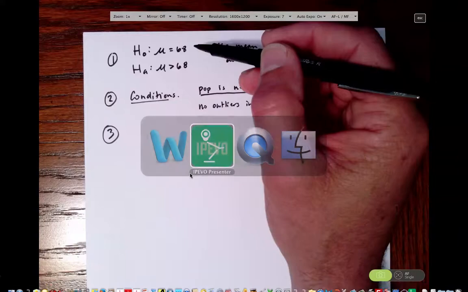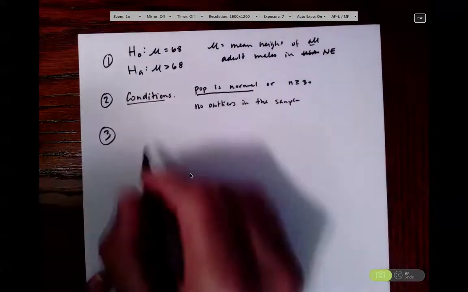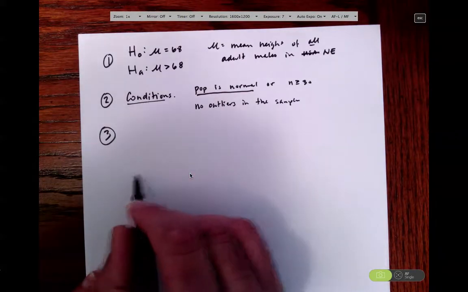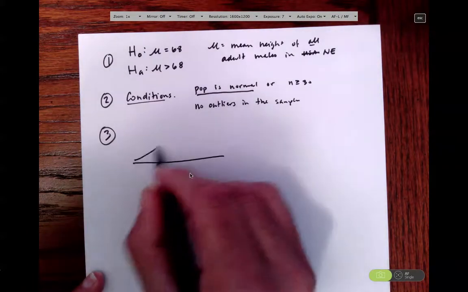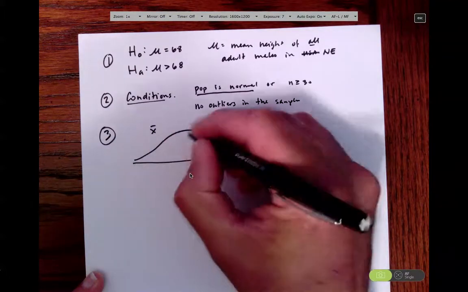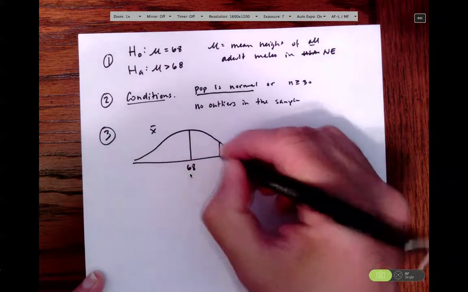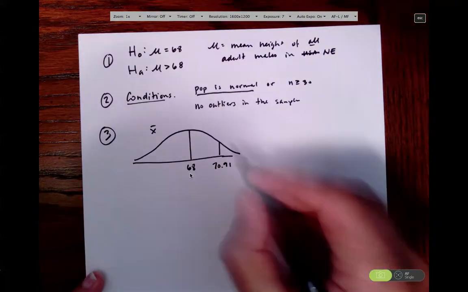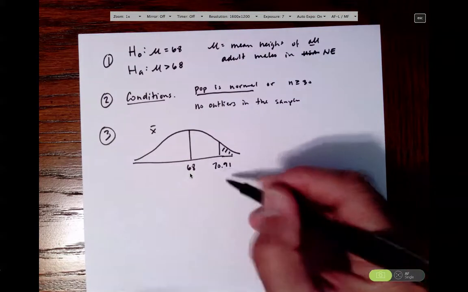So let's go back to here. We're trying to find the probability of getting a sample mean that's bigger than 70.91. If I think about this sampling distribution of x bar, it's going to end up looking something like this, and we're assuming that the mean is 68. We got a mean of 70.91. And the question is, what's the probability that we're going to get a sample mean this large or larger?